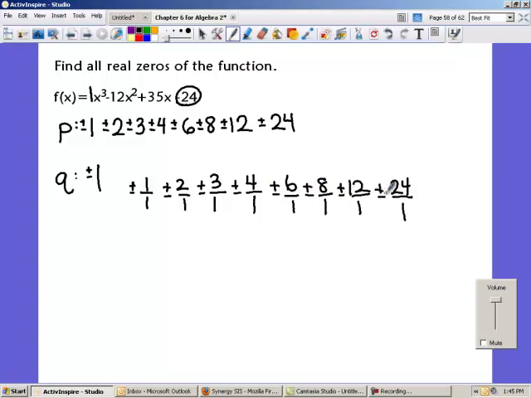All right, so now this is where the next step comes in. We've done everything exactly how we've done it before. And I gotta get my calculator out here. We're gonna go to the y equals, and we're going to punch in this x to the third minus 12x squared plus 35x minus 24.